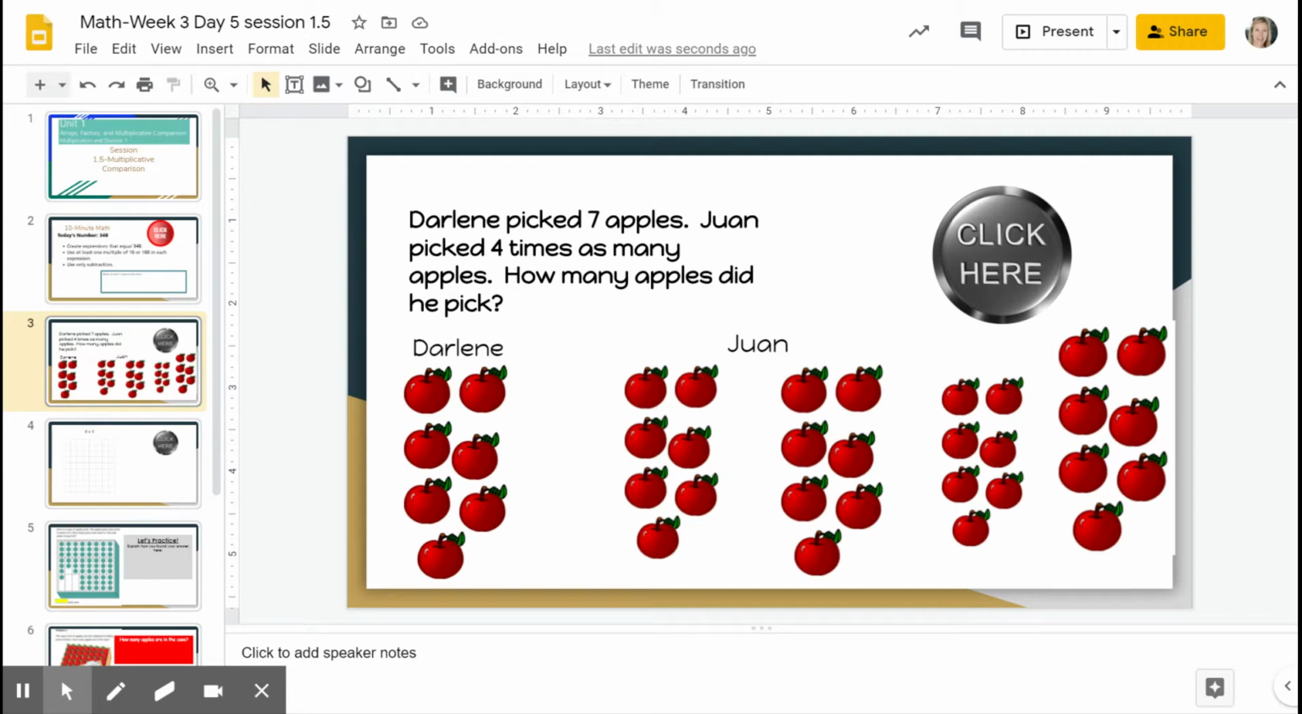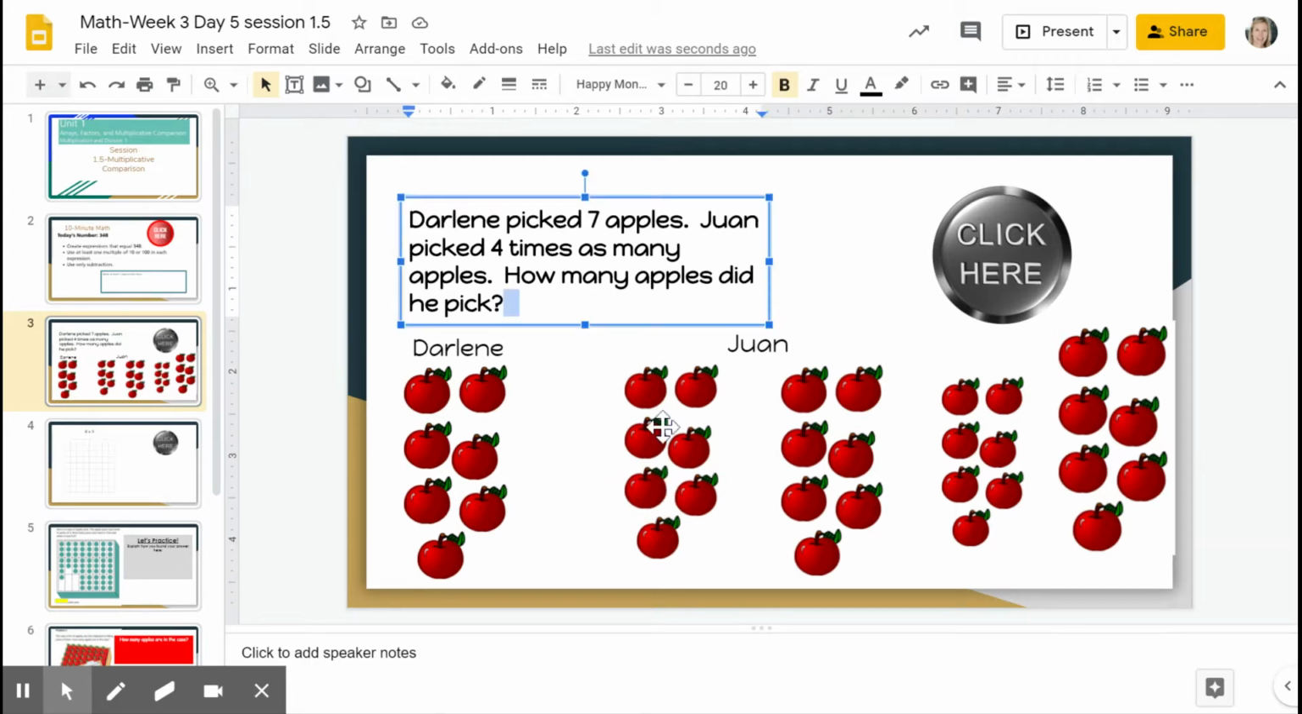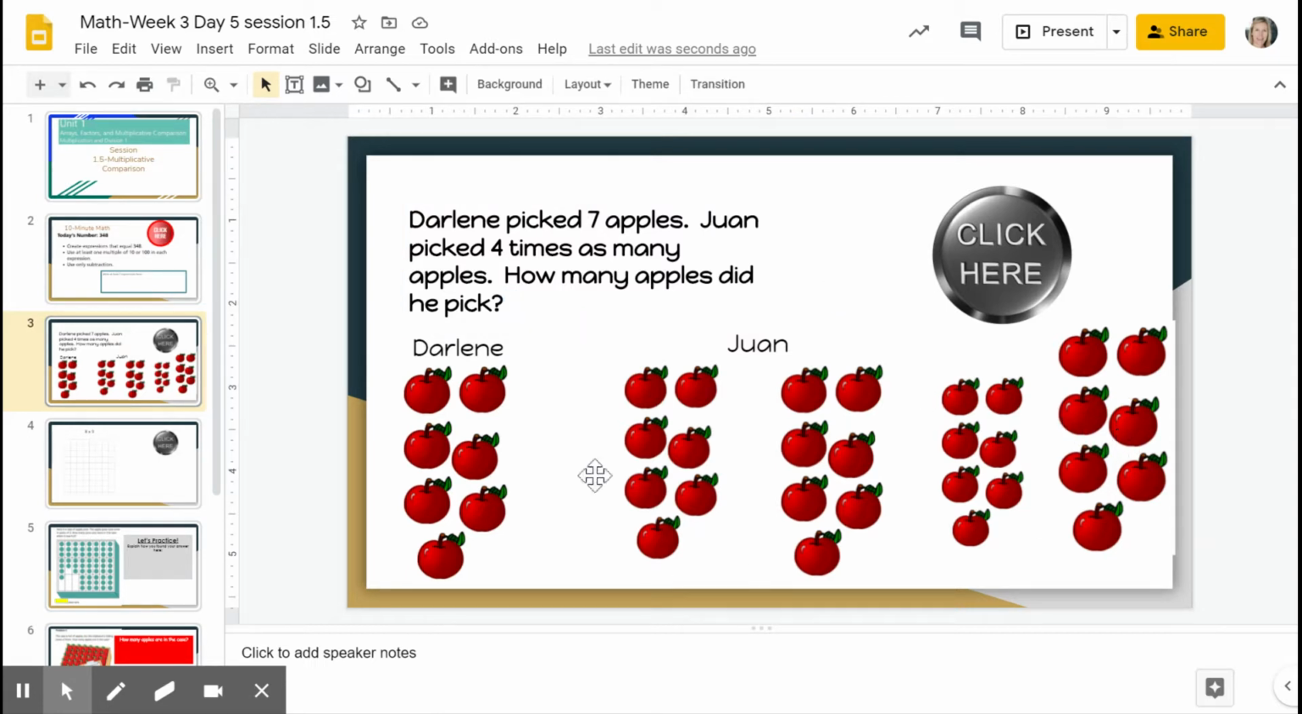If we were to count by 7s, we could skip count. 7 plus 7 is 14, plus another 7 is 21. Plus another 7 is 28. So a total of 28 apples that Juan picked.